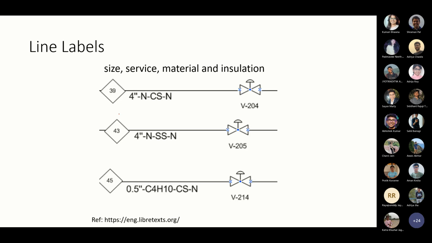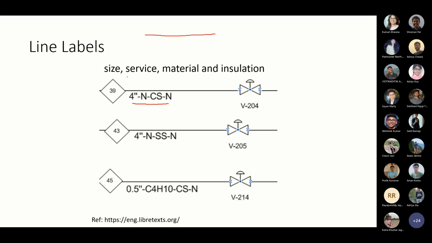So this is line labeling. Let's say we have a pipeline. In a P&ID diagram, line labeling will be given. This is called line labeling.